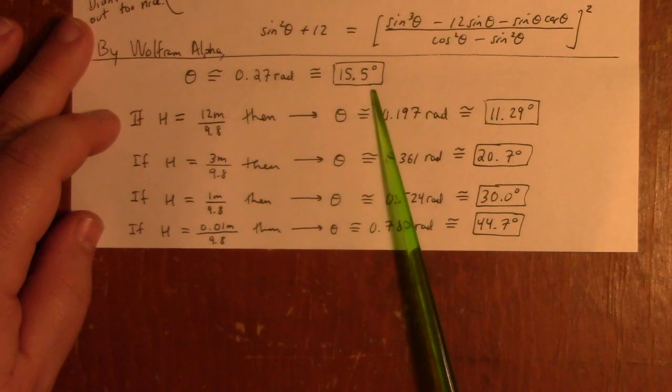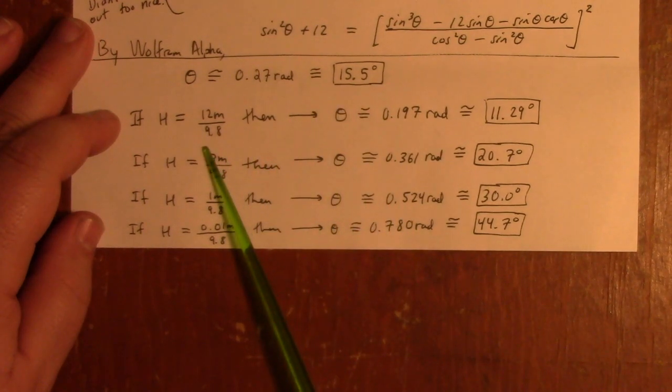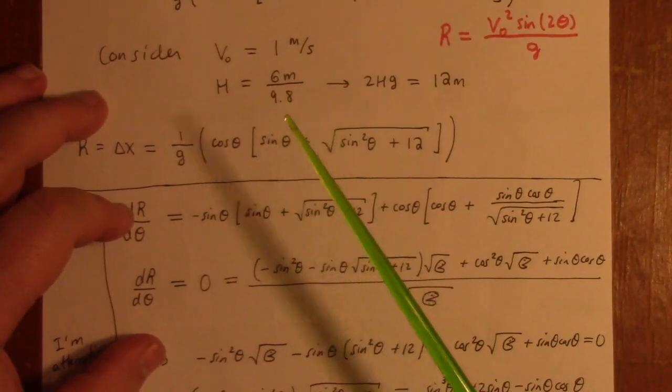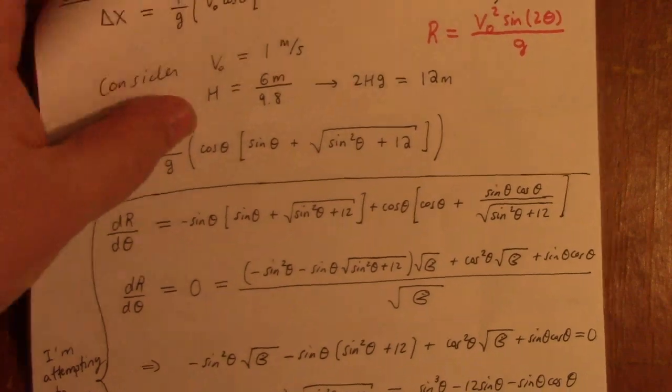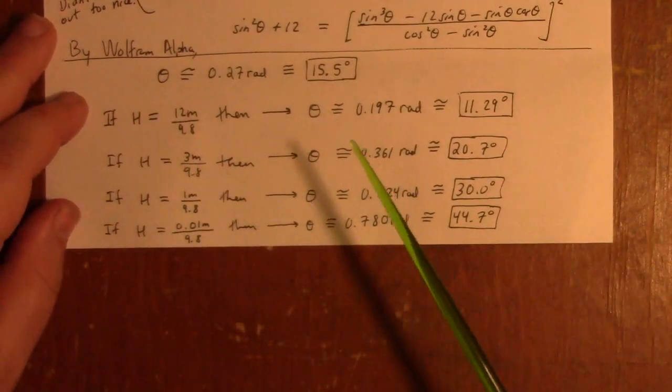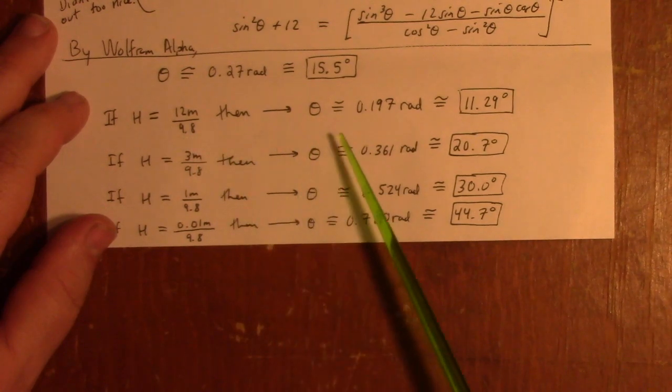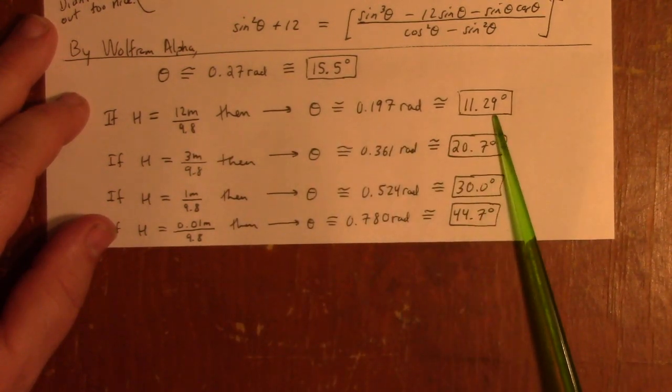Then I said, oh, well, that's interesting. What happens if I change the height instead of doing 6 meters? So I started with 6 meters over 9.8. That's what gave me the 15.5 degrees. Then I thought, okay, well, what happens if I do 12 meters over 9.8? Then that gave me 11.29 degrees.